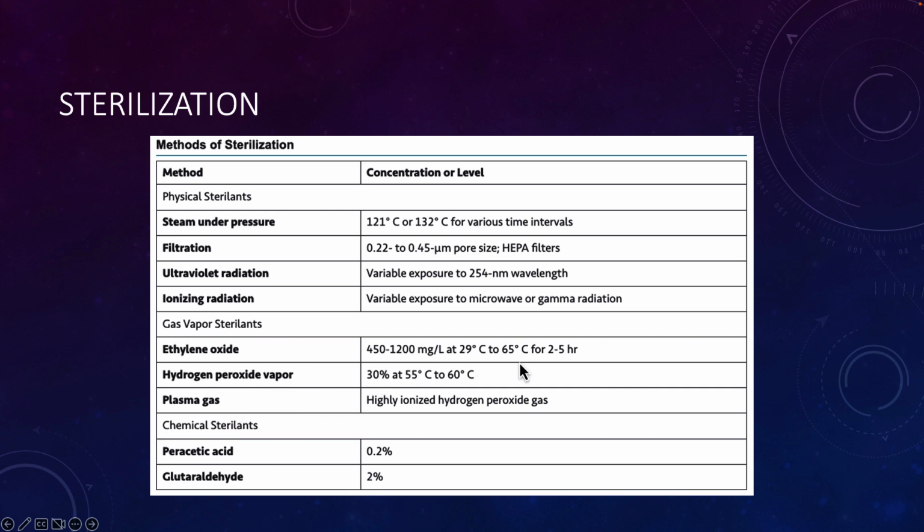But remember, you're going to have to do this for specific periods of time at specific temperatures in order to have that sterilizing effect. So again, you have to reach a certain temperature for a specific time in order for all these things to happen. And then you have chemical sterilants, peracetic acid, and glutaraldehyde, again at specific percentages.